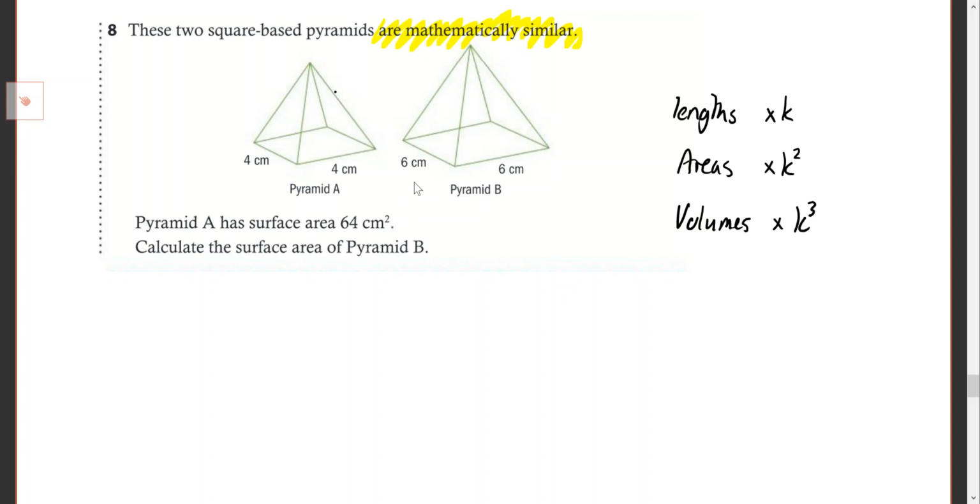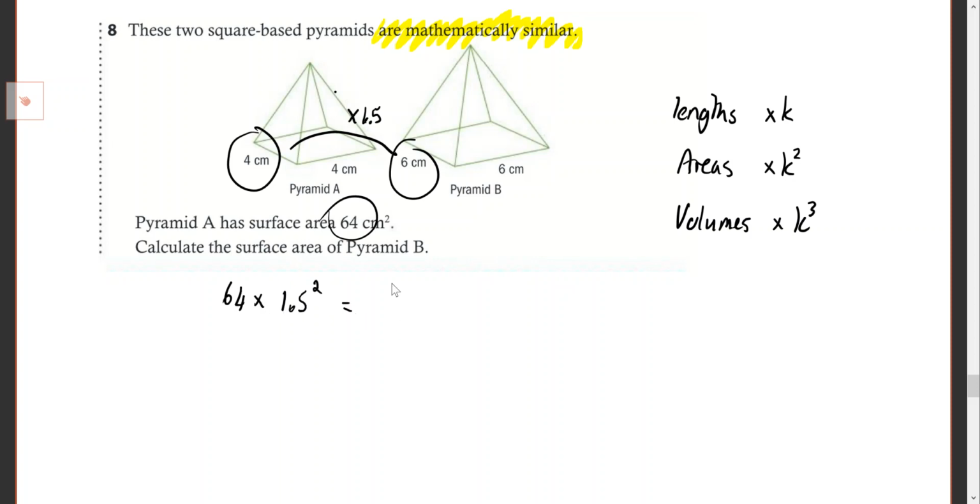So, what was the actual answer? I'm going to start it when it comes here. Multiply by 1.5. Therefore, the areas: if the area count is 64, we multiply by 1.5 squared, and we get the answer 144.